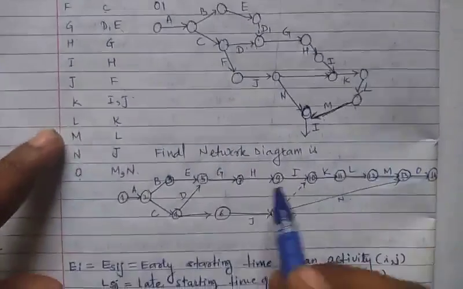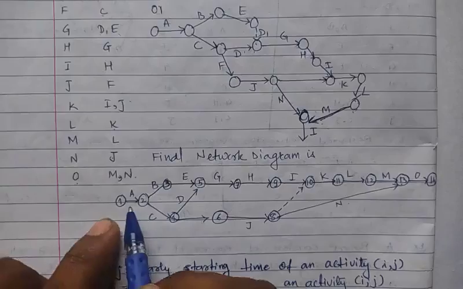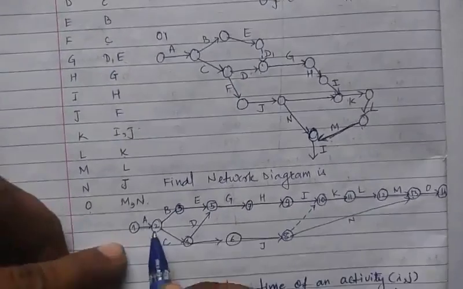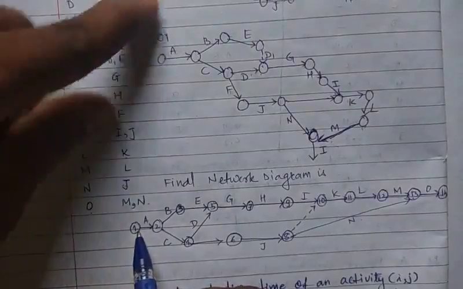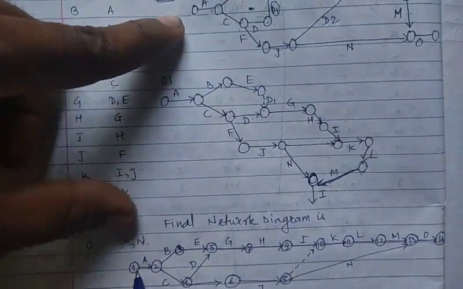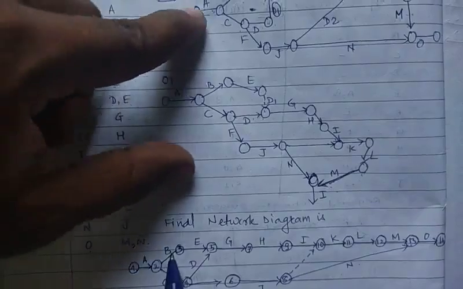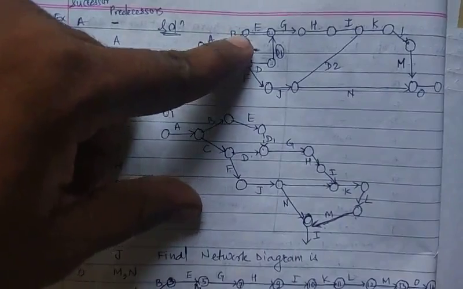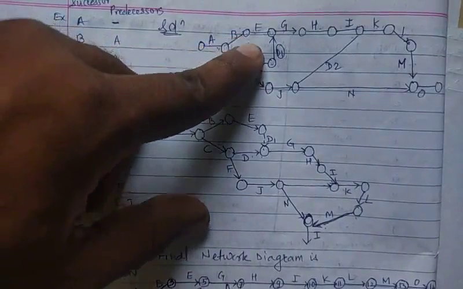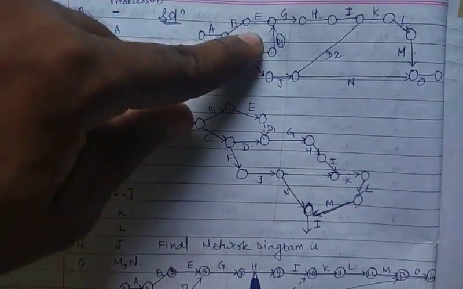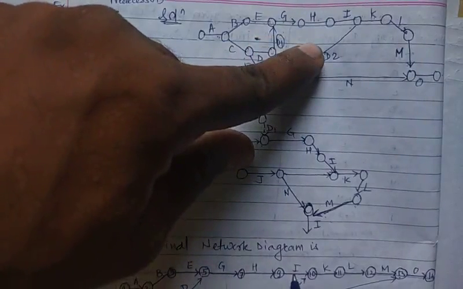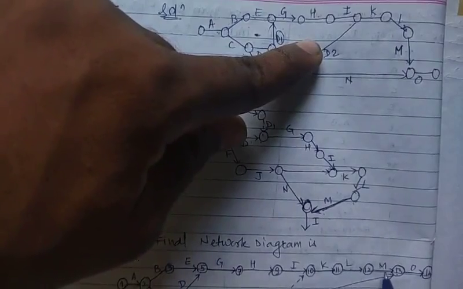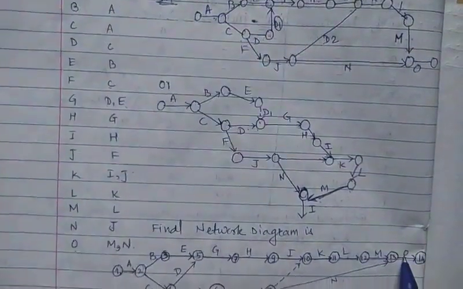So the final diagram is, first, A goes to B, right? B goes to E, E goes to G, G goes to H, right? H goes to I, I goes to K, K goes to L, L goes to M, M goes to O, right?